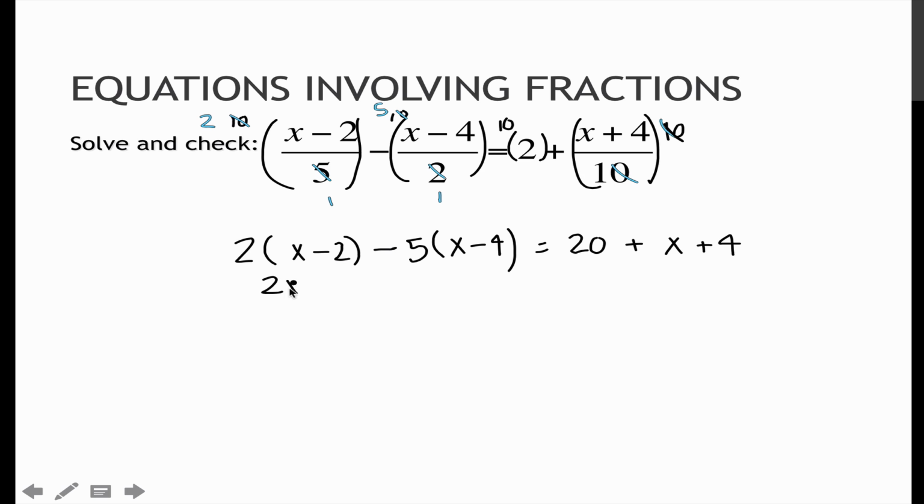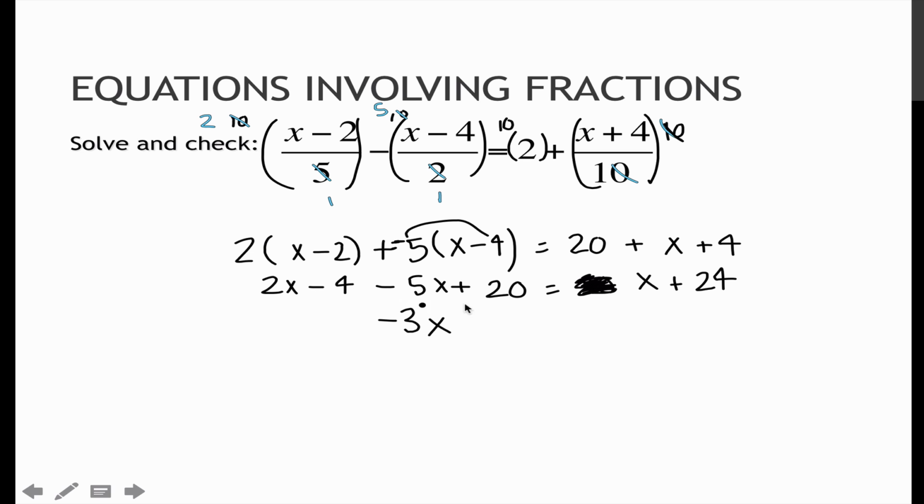Now let's simplify. 2 times x minus 2 times 2 minus 5 times x, and then minus 5 times minus 4 makes that a plus 20. So be very careful here. If you need to, think of it as making it a negative: negative 5 times minus 4 is minus negative 20, or plus 20. And then on this side, I'm going to go ahead and combine the 20 and the 4, which gives me x plus 24. Then on this side, I've got 2x and minus 5x. That gives me negative 3x. I've got a minus 4 and a plus 20, which gives me plus 16.